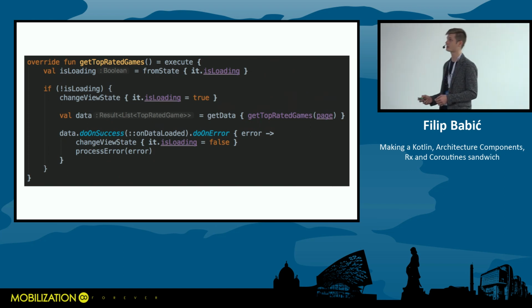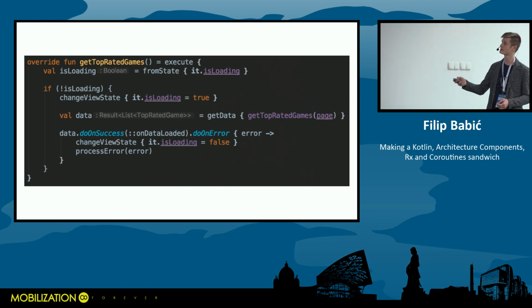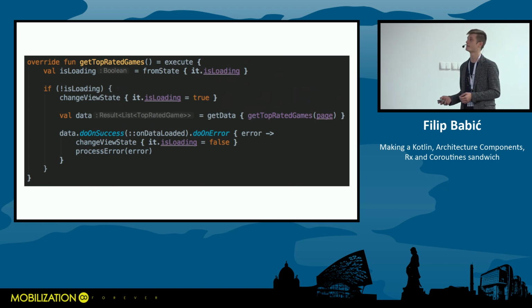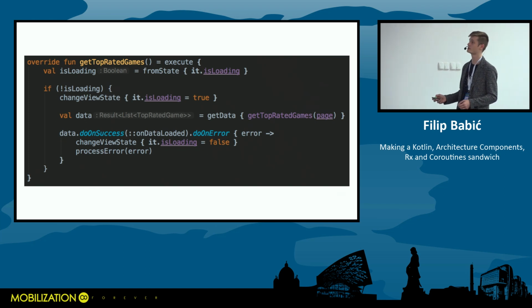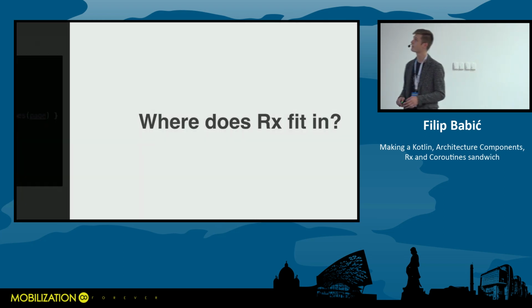Here we can check if it's successful. That means the list is fully valid. It's not empty, it's not null. We can process it later on and send it to the view state. If we got an error case, we can change the view state, of course, to isLoading false. And we can process that error somehow, to see which type it is, what kind of codes it has, and we can show some messages.